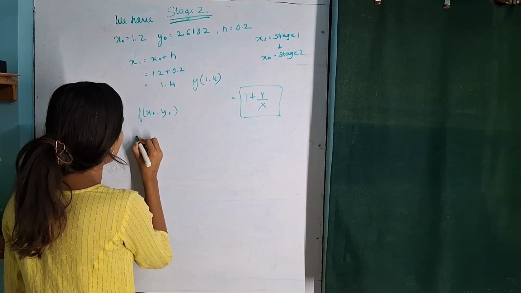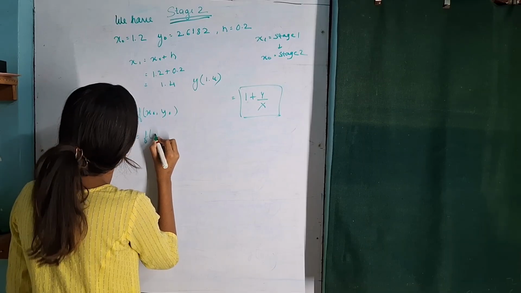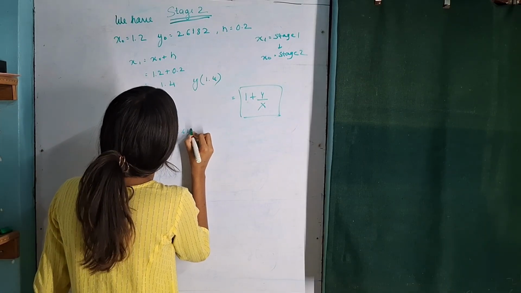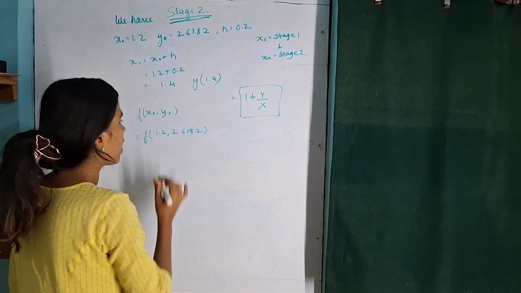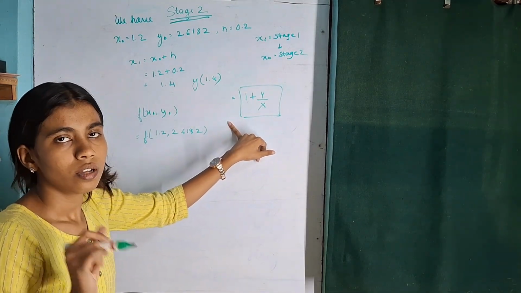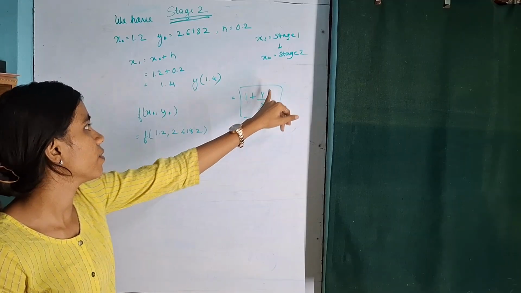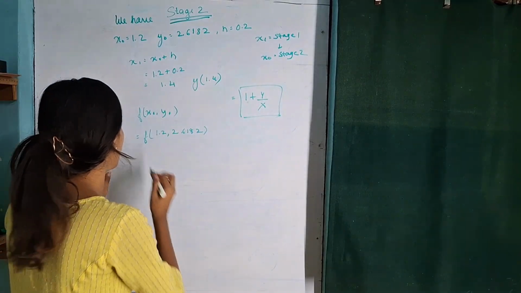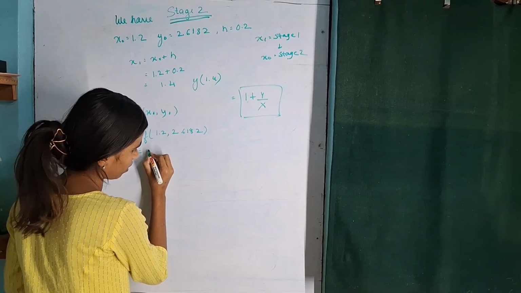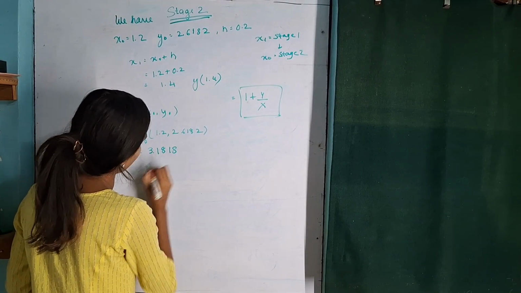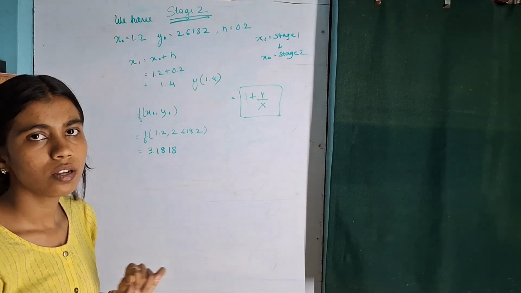F of x0, y0, how are we going to write it? F of x0 is 1.2, your y0 is 2.6182. Put these values in this calculator. When you put this expression in your calculator and hit the calculate button, it will ask for the y value, put your y value, it will ask for the x value, put your x value. Then after solving we get 3.1818. So this will be your value after solving.